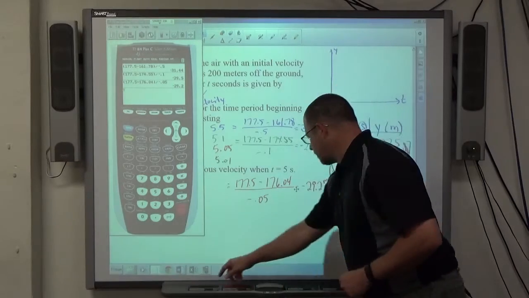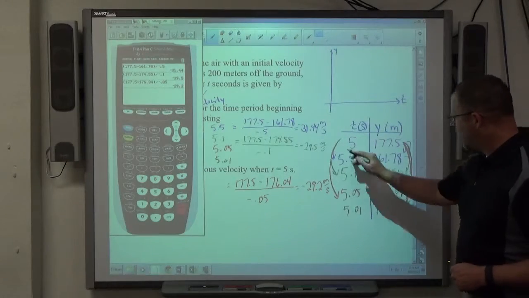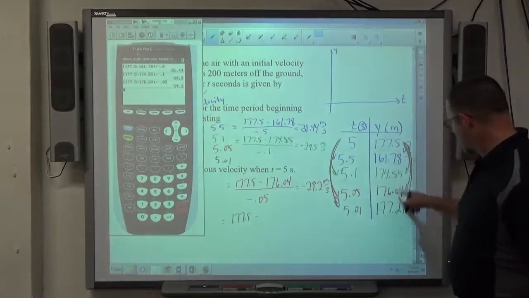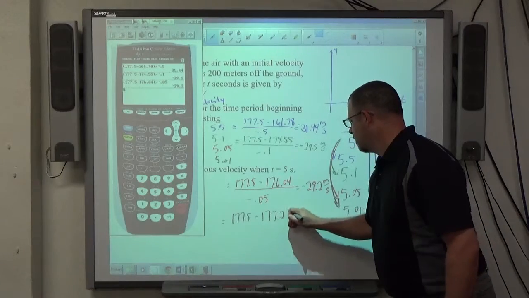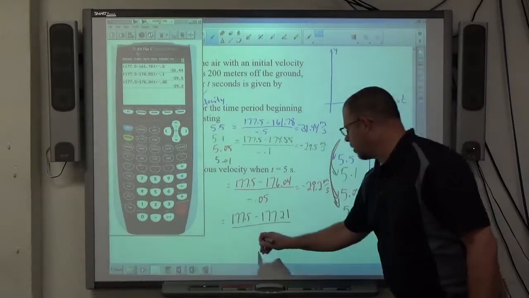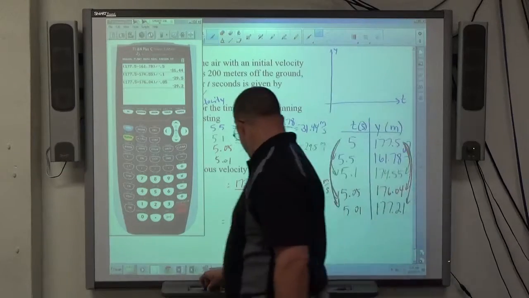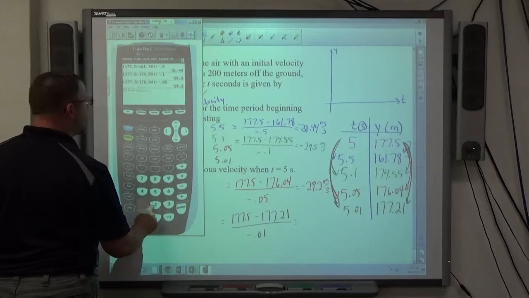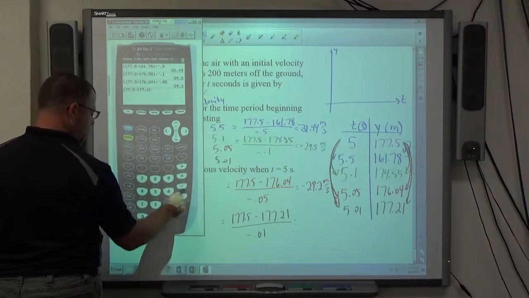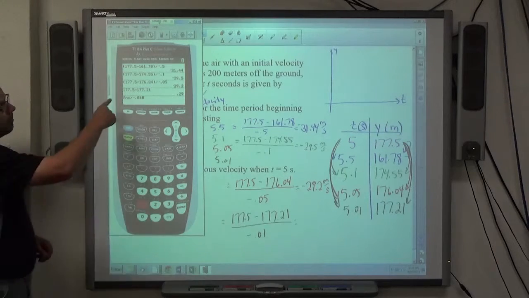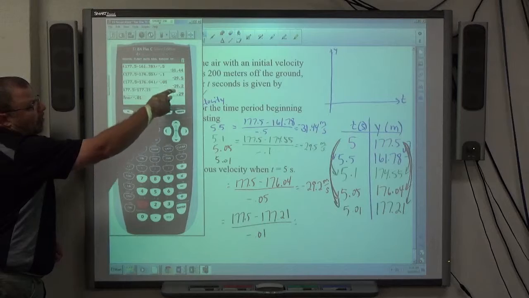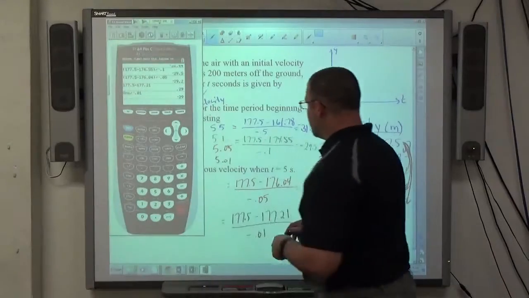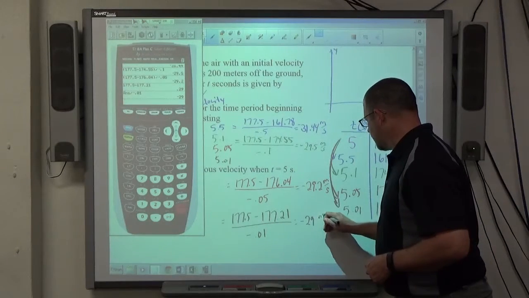All right, finally the last one, how far did it go, how long did it take? So the last one's 177.5 minus 177.21 over negative 0.01. Notice how I got the parentheses that time? Rather than going back to put the parentheses in, I just hit equals and then divided by negative 0.01. Just make sure you get the entire top evaluated first. So negative 29 meters per second.